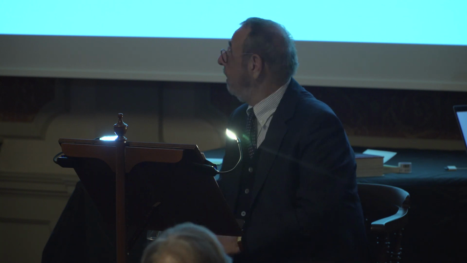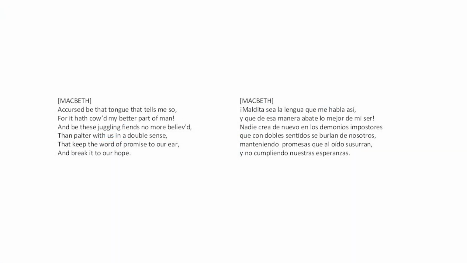When, in the final moments of the play, he's confronted by Macduff and learns that Macduff is not of woman born, but was from his mother's womb untimely ripped, the truth of the witches' prophecies becomes clear to him. "Accursed be that tongue that tells me so, for it hath cowed my better part of man. And be these juggling fiends no more believed, that palter with us in a double sense, that keep the word of promise to our ear and break it to our hope."